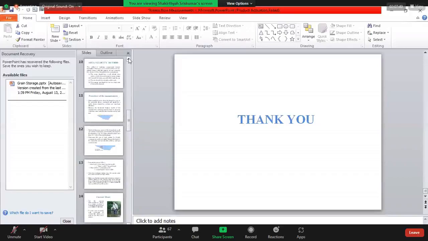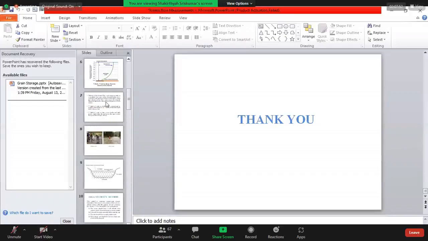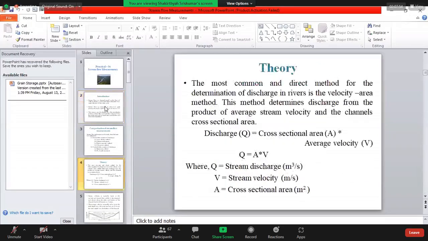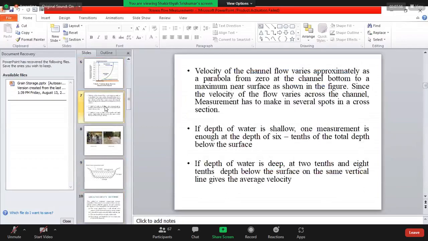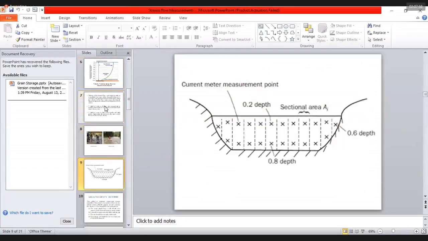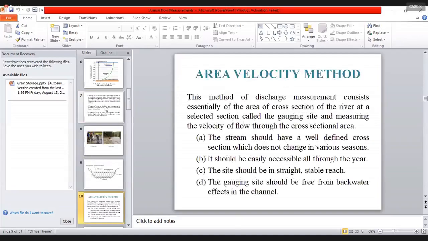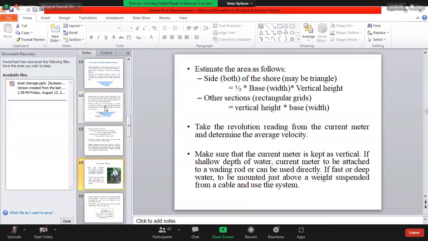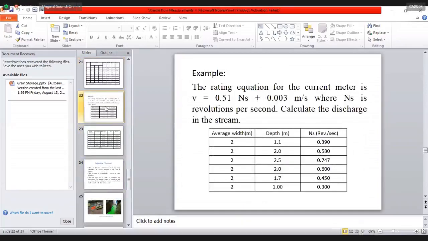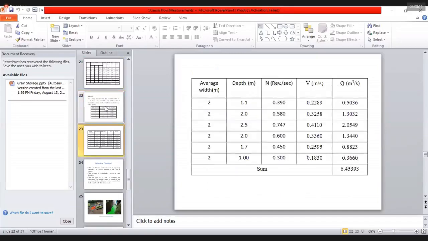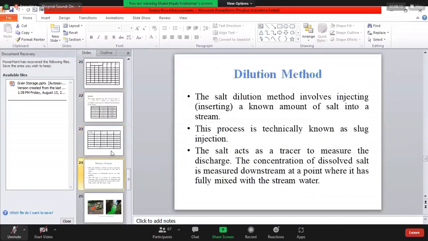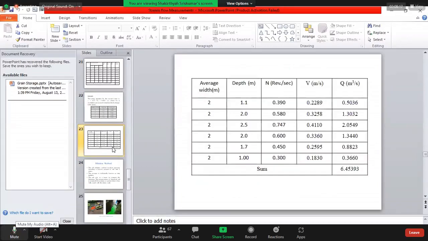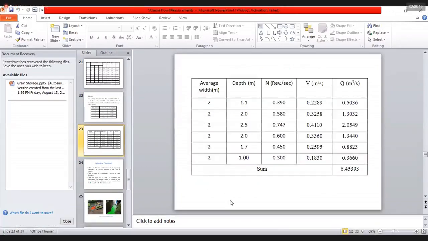So for today's practical, you have to write the introduction part and the theory. Then the area velocity method and the procedure. Then the current meter question. Up to that question you have to write. Right? No need to write this dilution part. Okay? Up to that calculation you have to write.